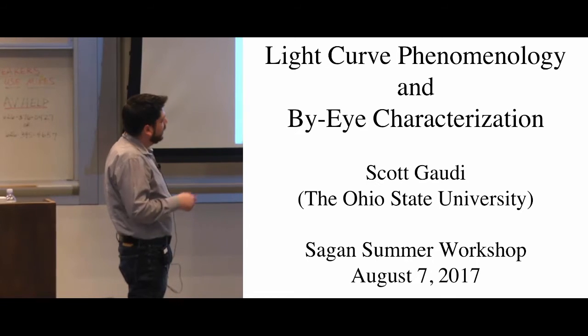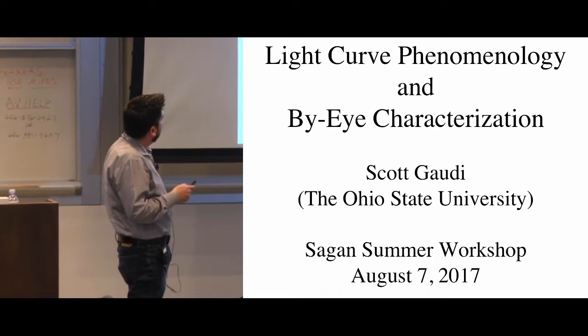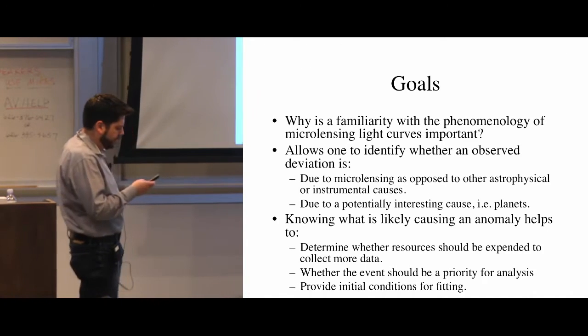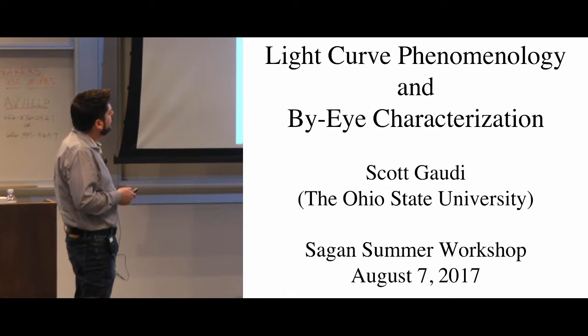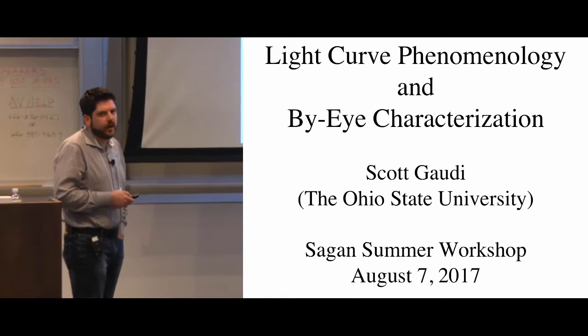So yeah, I'm going to be talking about light curve phenomenology and by eye characterization. Already I've not gotten this right. So I'm from Ohio State University. Some of you have probably seen versions of this talk if you saw the other Sagan workshop a couple years ago. So what's the goal of this talk?